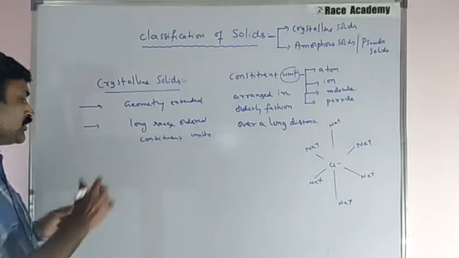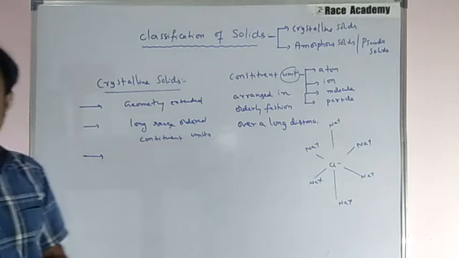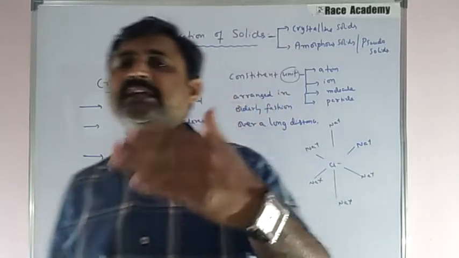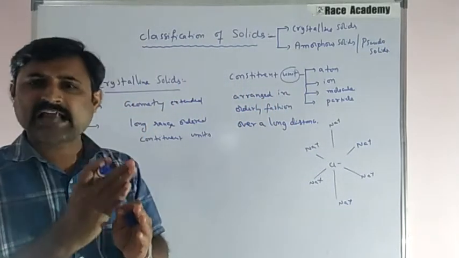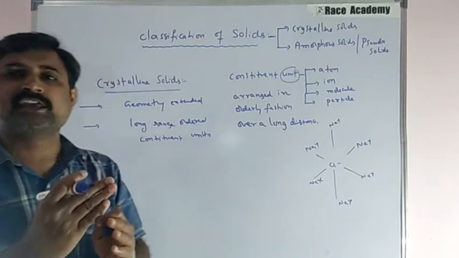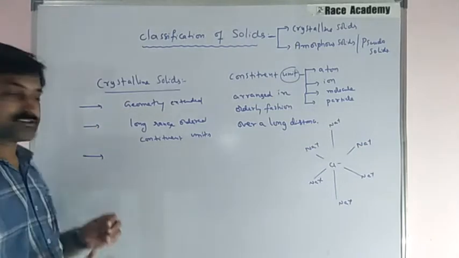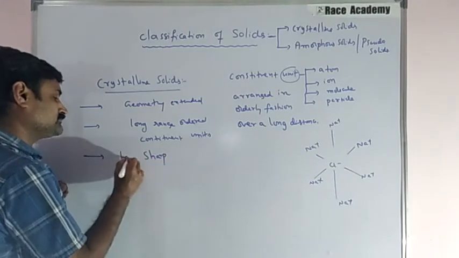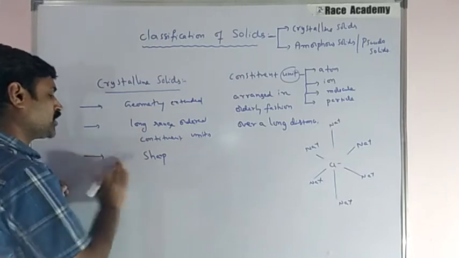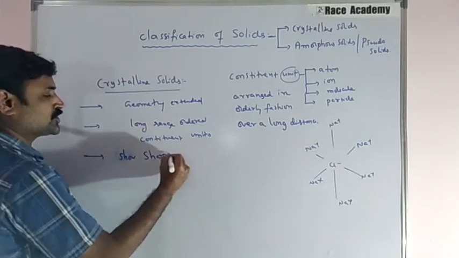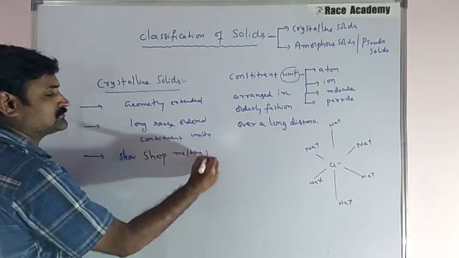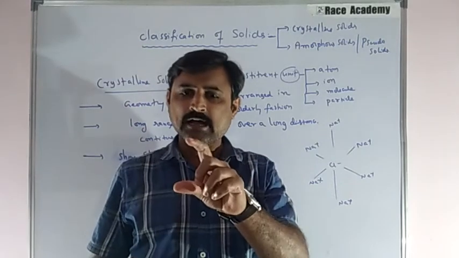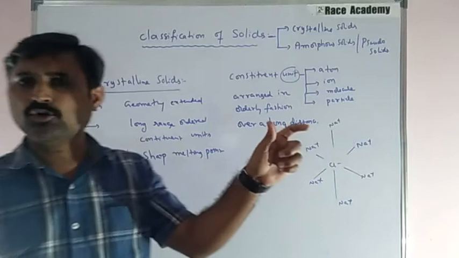Another thing, when you talk about melting points, a characteristic property of crystalline solids: when you check the melting point of a crystalline solid exactly, crystalline solids show sharp melting points. That means exactly at a particular temperature the solid starts converting into the liquid state.